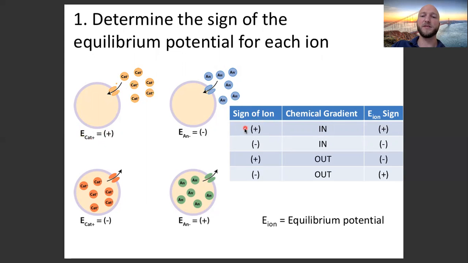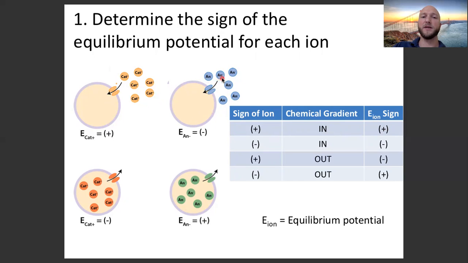Right here, we can see sign of the ion, positive. Chemical gradient is the ion wants to move into the cell. Positive equilibrium sign. So in this top left example, concentration gradient wants it to move in, check. Positive ion, check. It moves in, it adds positive charges, equilibrium sign is positive. Let's look at the top right example.